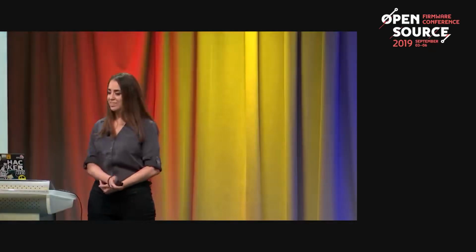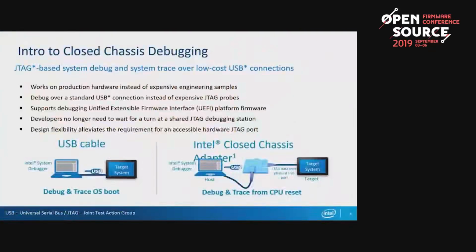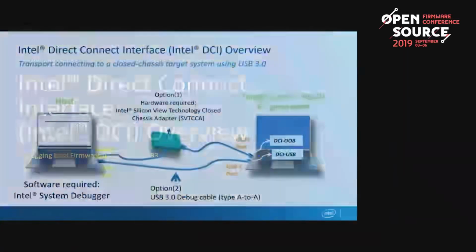Yeah, let's dive into it. Closed chassis debugging. This is exciting because it changes the way we've done it for years and years. You no longer need open chassis, $3,000 proprietary hardware to do this. You can now do this pretty much for free or with a $10 USB cable. It has UEFI platform firmware support in every stage of boot, and it's pretty flexible.